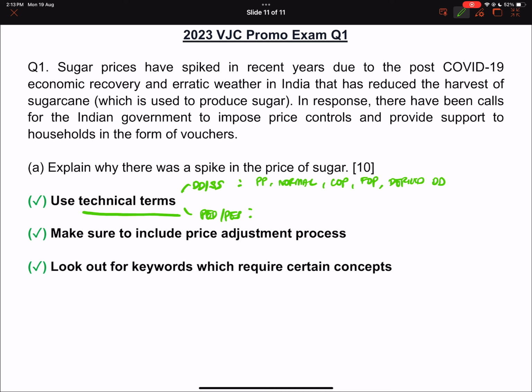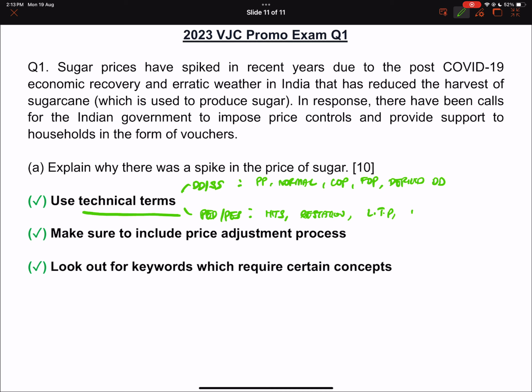So I just want to revisit the 3 big points. The first one is you got to use technical terms, right? For the DDSS factors, as well as for the PED and PES. So some DDSS factors would be like purchasing power, normal good. For supply would be COP, factor of production, derived demand. Right. And for PED, we're talking about HITS factors. For PES, we're talking about long gestation period.